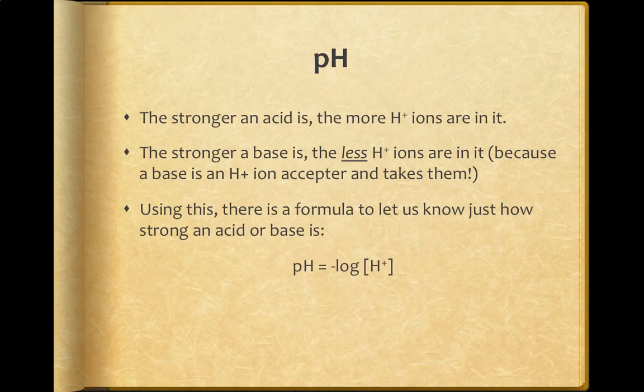So we have a formula to let us know just how strong an acid or a base is. And this is the formula right here. pH, which is the strength, the amount of H plus ions in there, is equal to this. Now this is going to go in the calculator. Negative log, there is a log button on your calculator, of this right here, H plus in brackets. H plus is the amount of moles per liter of hydrogen. It is the concentration of hydrogen in there.